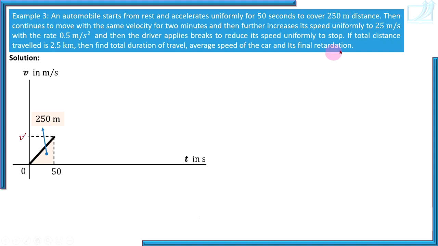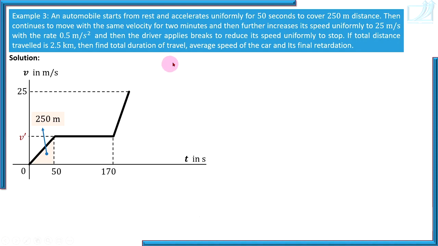Then it continues to move with the same velocity for 2 minutes. So that is what we will show. 2 minutes means add 120, 2 minutes means 120 seconds. So this time instant is 170. And then it further increases its speed uniformly to 25 meters per second. So from this instant t equal to 170, its speed increases uniformly, meaning an inclined straight line again, and its speed reaches 25 meters per second. So this value of velocity is given as 25 meters per second.